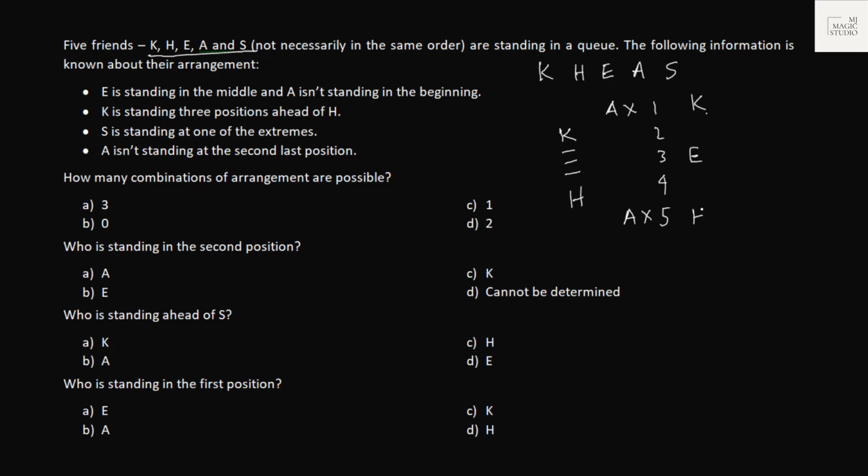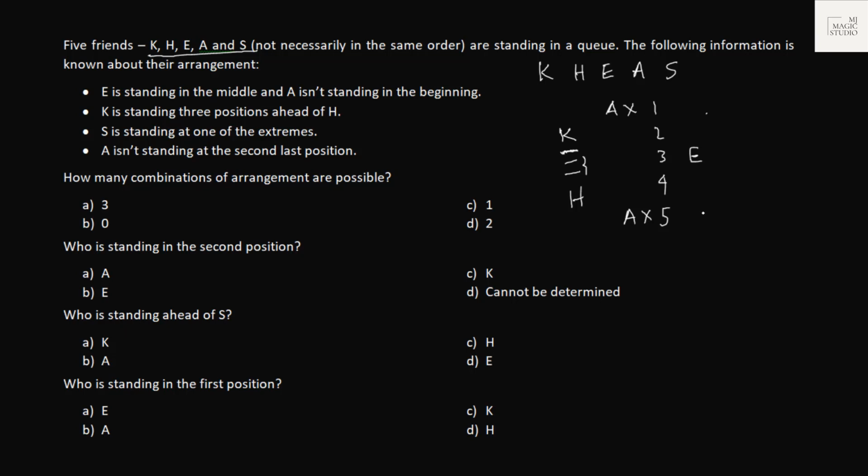It should be K, and 5th position should be H. S, now K is standing 3 positions ahead of H. That means there should be only 2 people between K and H. 3 positions means 1, 2, 3 position, 2 people. And A is not here.